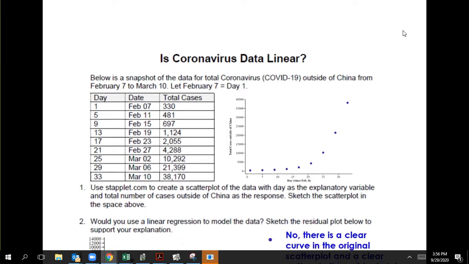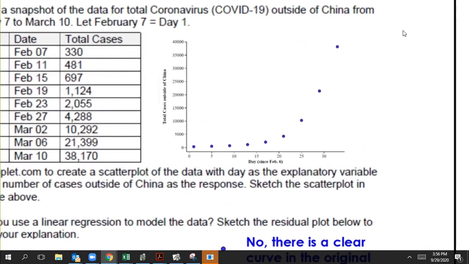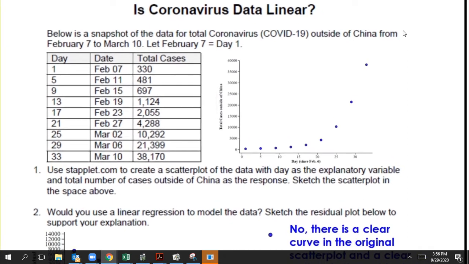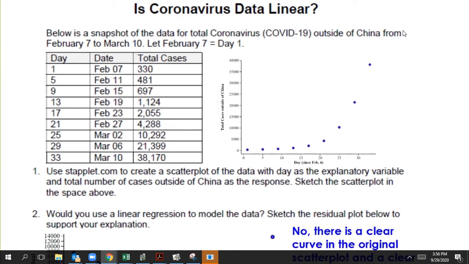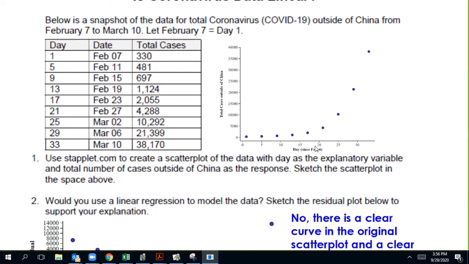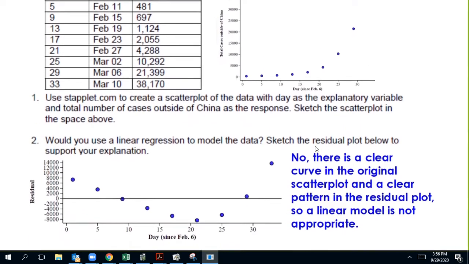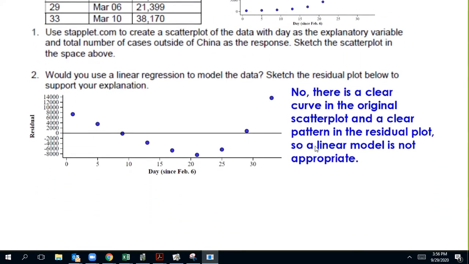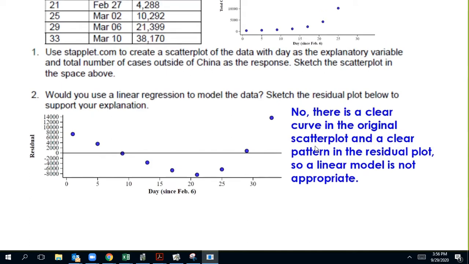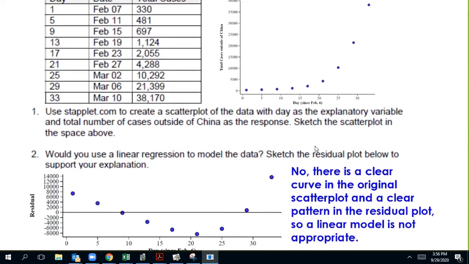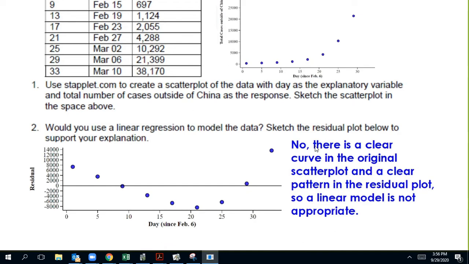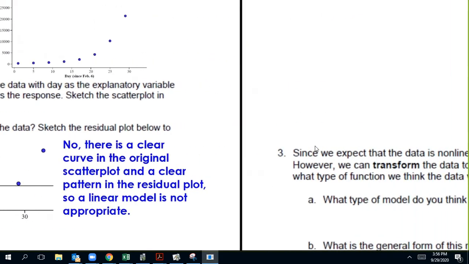Okay, so here's what you should have gotten for your scatter plot and your residual plot. We can see in our scatter plot we have a clear curve, and I put the x-axis as days since February 6th because February 7th is the first day, and so February 6th would be day 0. You can see a definite curve there, and then when we go even further to a residual plot, there's a clear pattern. And remember, when there's a clear pattern in the residual plot, then a linear model is not appropriate. So we can use both of those combined to decide that a linear model is inappropriate for this data.